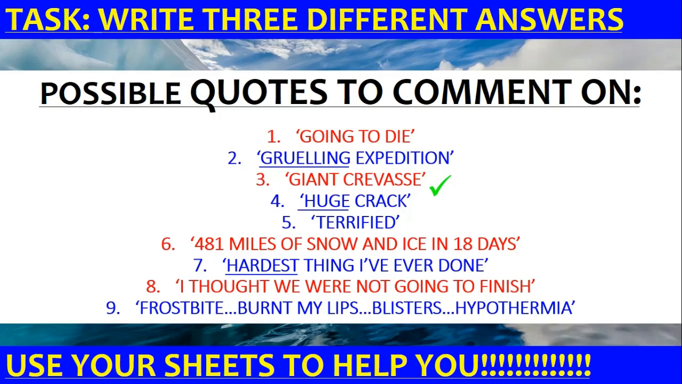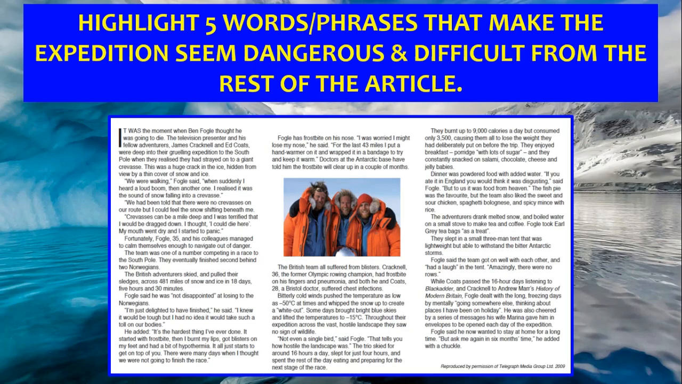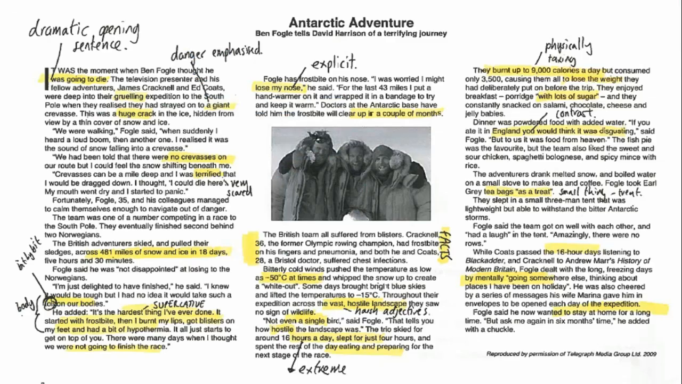If you want to use a different quote, that's absolutely fine, but remember, this is just for the left hand column so far. Use any sheets or any notes you've done to help you. Okay, so now I want you to highlight 5 words or phrases that make the expedition seem dangerous and difficult from the rest of the article. So we've done the left, now to the middle and the right column. See if you can get 5 from the rest of the article.